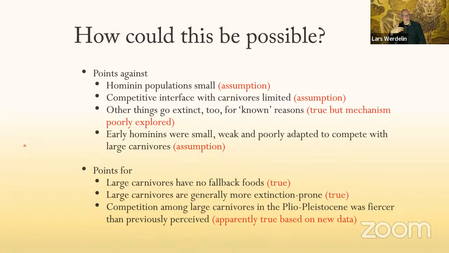So there are points for or points against this hypothesis that have been presented both verbally and in print. And there are some points for. So I'm trying to summarize them here. One of the points against hominin influence on carnivore extinctions is that hominin populations were small. But of course, that is an assumption. We really don't know. And we won't really know until somebody comes up with a way to extract DNA from African hominins. And then you can calculate population sizes. It's an assumption. It may be true, but we don't really know.